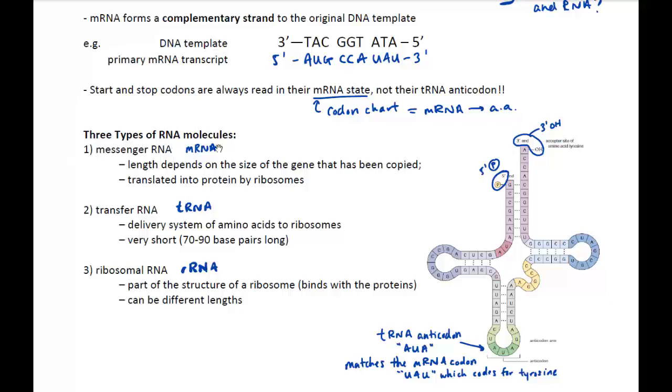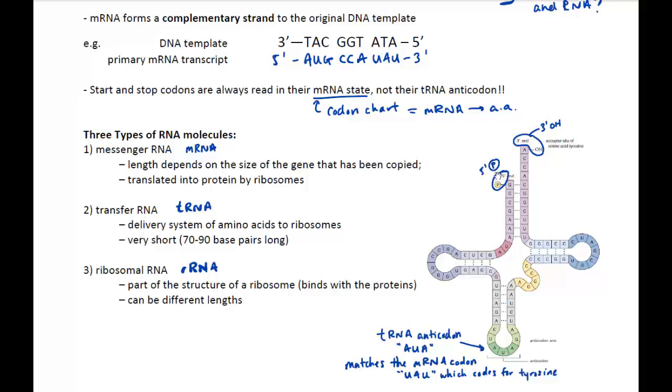There are 3 different types of RNA molecules. You have your messenger mRNA, which is a longer strand. Of course, the length is going to depend on the size of the gene that you're copying. And this is what gets translated into protein by the ribosomes. Then you have the tRNA, or transfer RNA. That's these little units here.